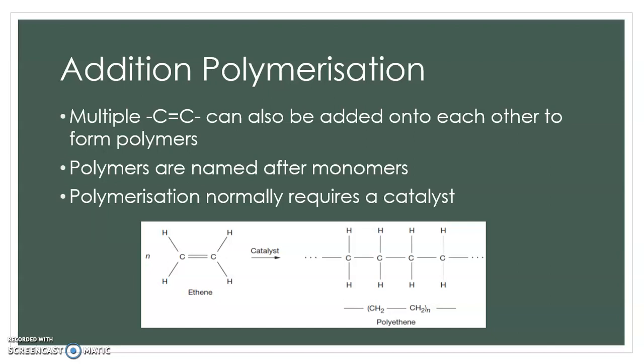Multiple double bonds can also be added onto each other. For example, since this double bond can break, then each carbon will have an extra hand to hold another molecule of ethene and therefore be connected together. So polymers are formed, and polymers are named after their monomers. If it's ethene making a polymer, then you just add poly in front of it. If it's propene, just add poly in front of it. Polymerization normally requires a catalyst.